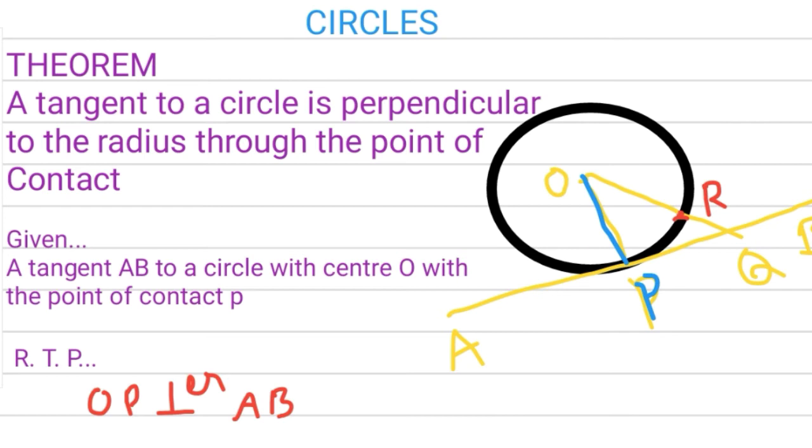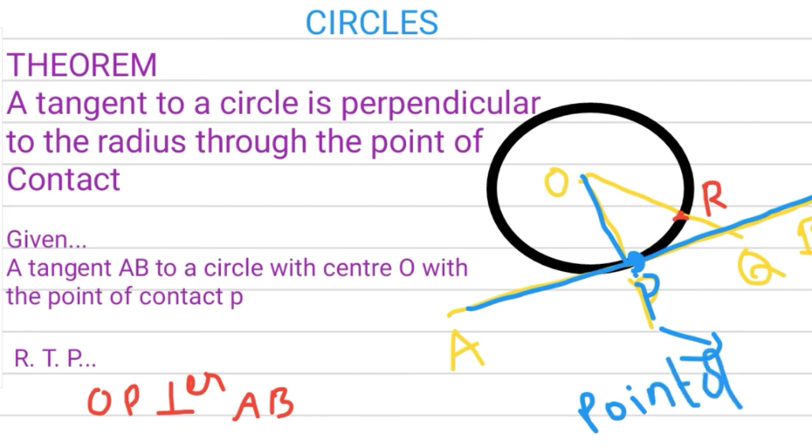Okay, now let's see the proof. Here what is given? The tangent AB is given, and one circle is given of radius R and center O. Now what did I do? I have joined OP. P is the point of contact. Point of contact means this tangent AB is touching the circle at the point P. The point where the tangent touches the circle is known as the point of contact.